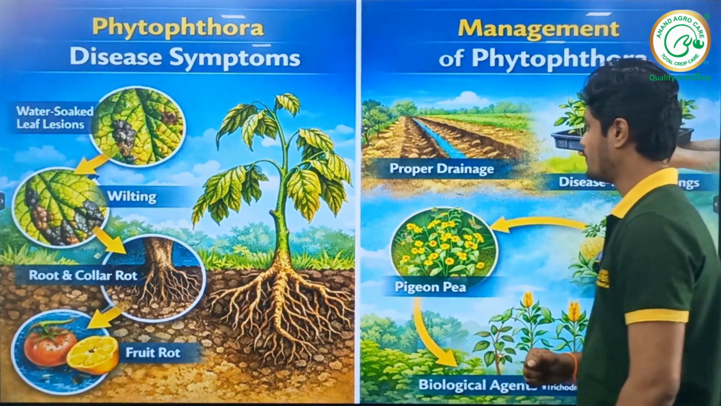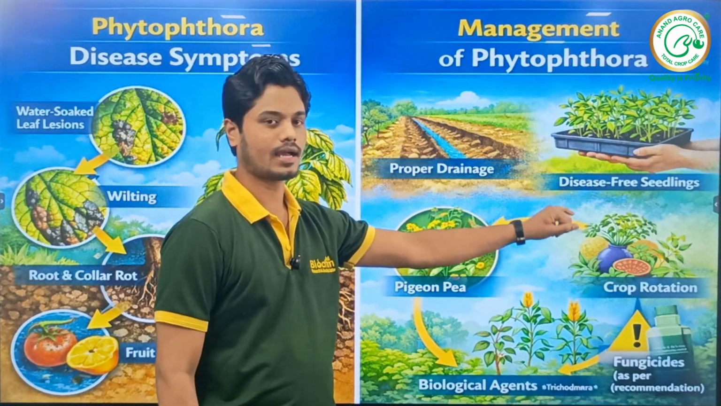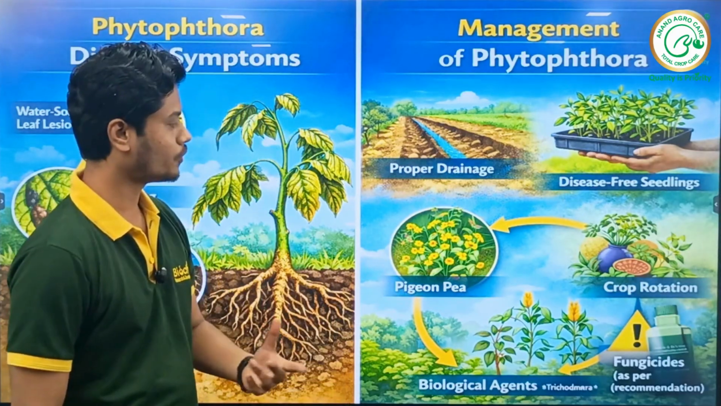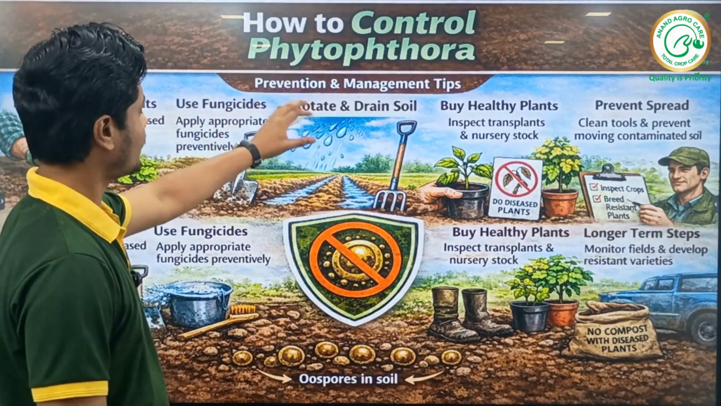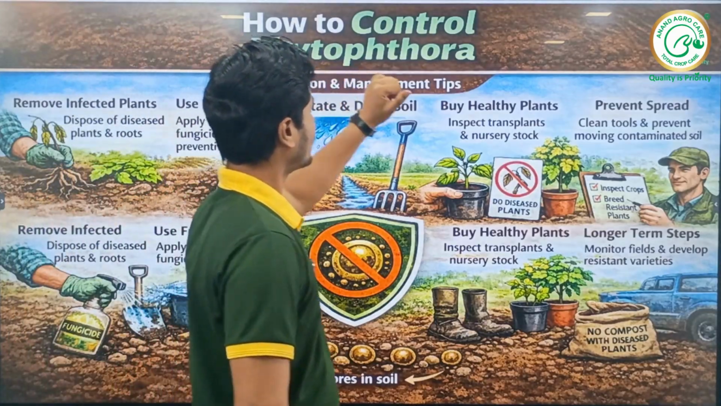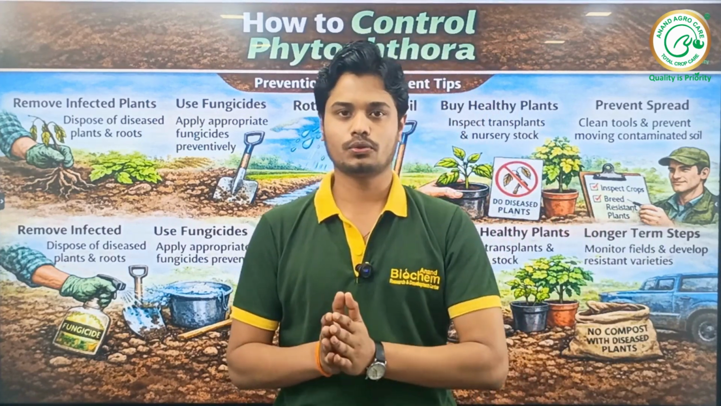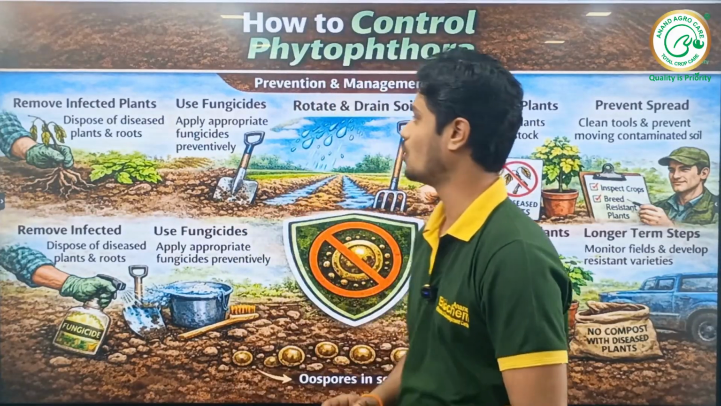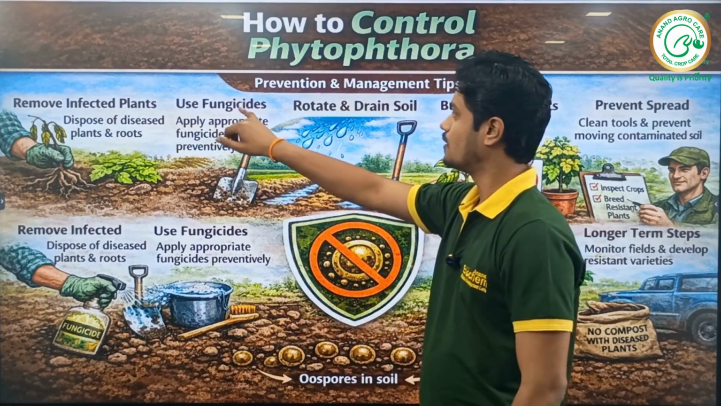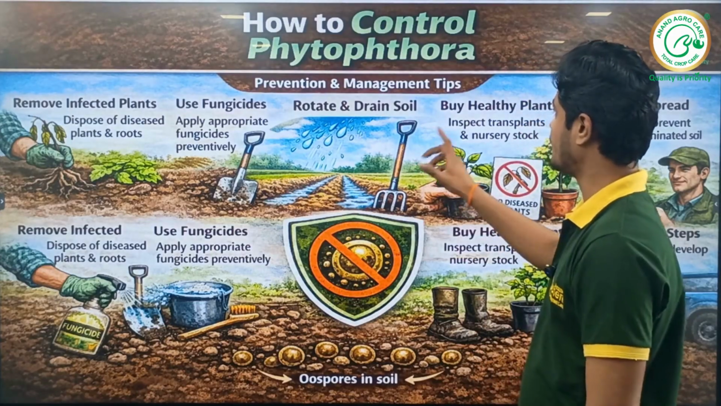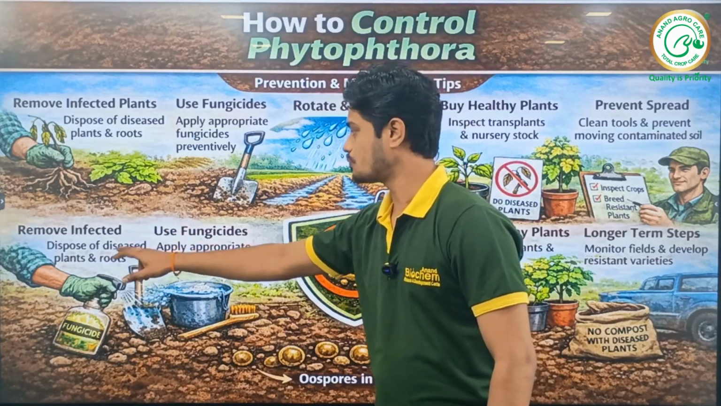Management of Phytophthora. We can manage Phytophthora with practices such as proper drainage. We can use disease-free seedlings, crop rotation, and biological agents like Trichoderma viride. So here we will understand more about how to control Phytophthora. If you have to control Phytophthora, you cannot depend on only one method. You have to follow a combination of methods: remove infected plants, use biological fungicides, rotate and drain your soil, and remove or dispose of diseased plants.